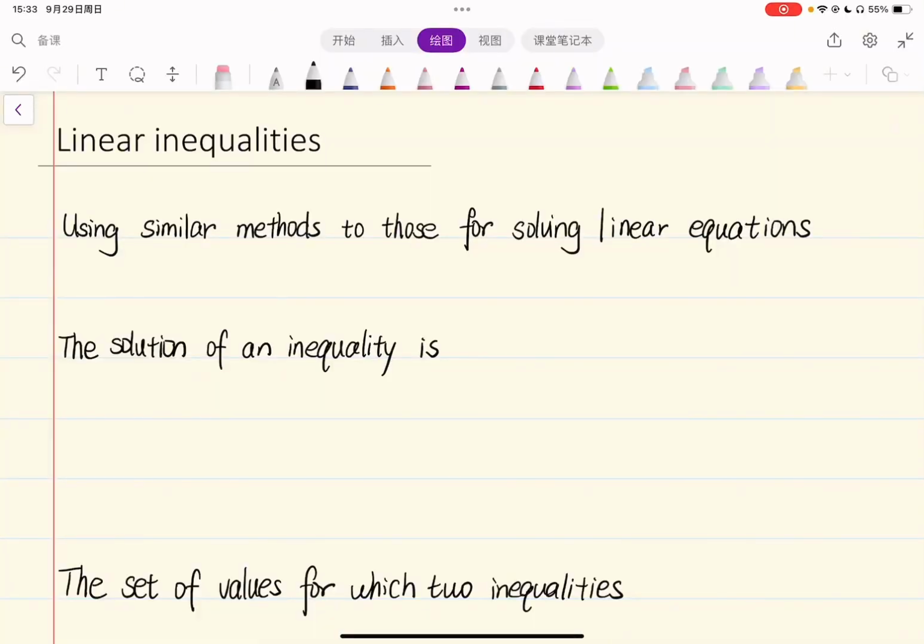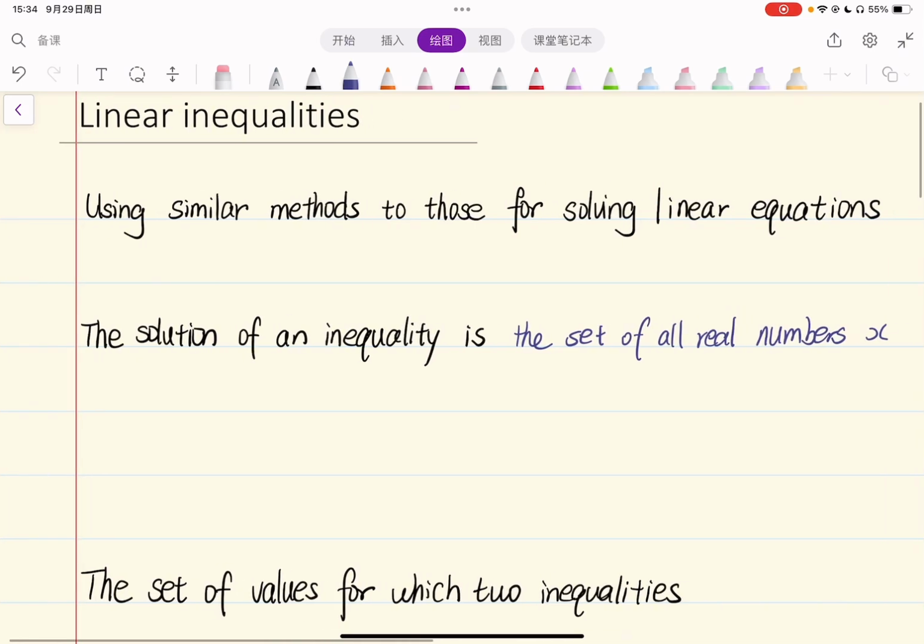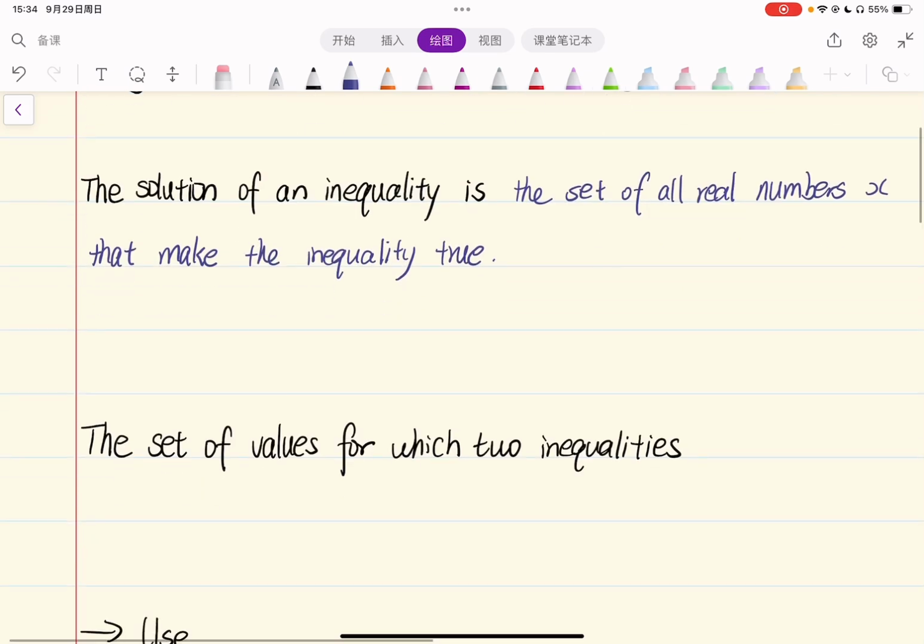Hello everyone, in this lesson we are going to learn about linear inequalities. To solve linear inequalities, we use similar methods to those for solving linear equations. The solution of an inequality is the set of all real numbers x that make the inequality true. Simultaneous inequalities give the set of values for which two inequalities are true at the same time.